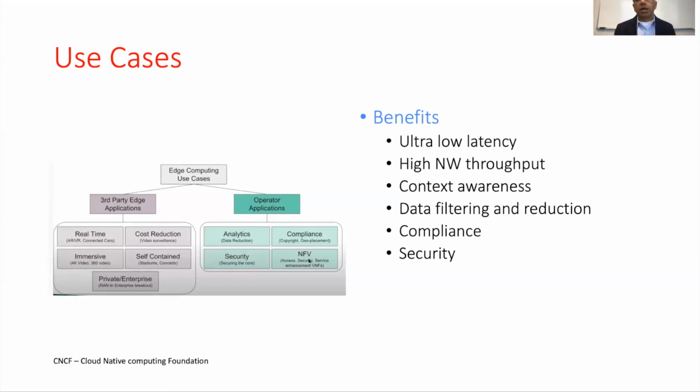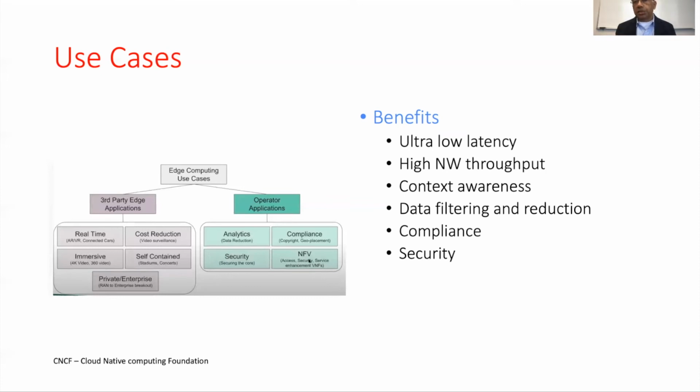So on the right side, I have put out the specific benefits of edge computing: ultra low latency, very high network throughput, and context awareness, because edge is at a certain place. For example, you may be using this connection in a downtown area versus in a rural area. Based on that, you can adjust your context, and accordingly the performance and the contents, etc.